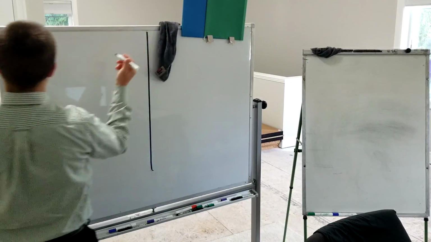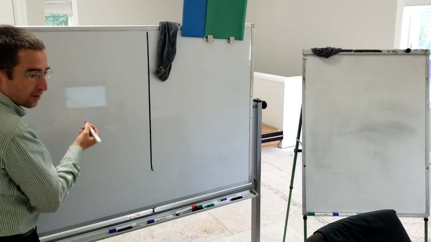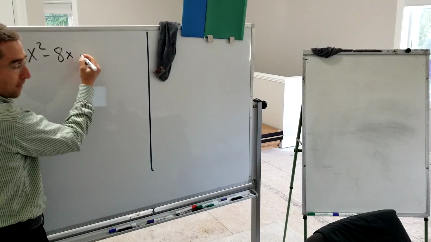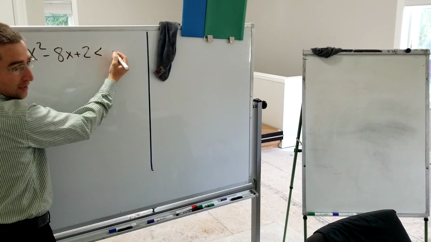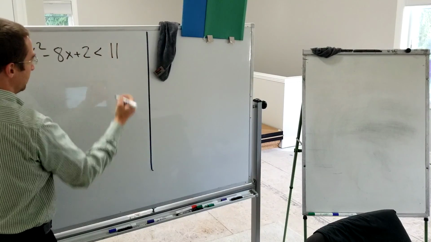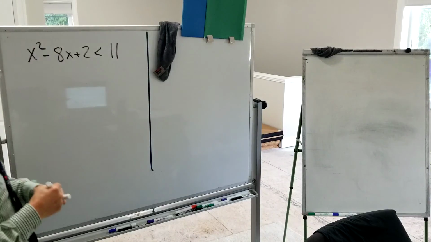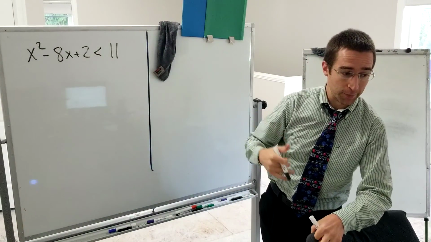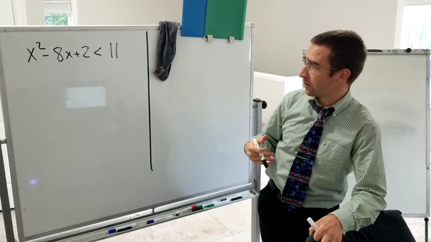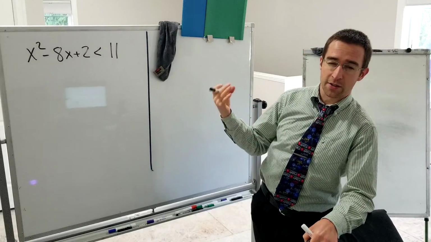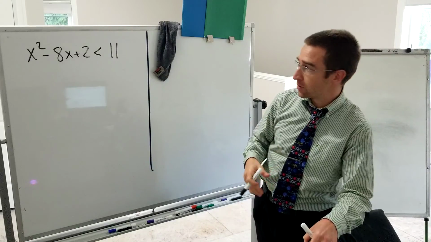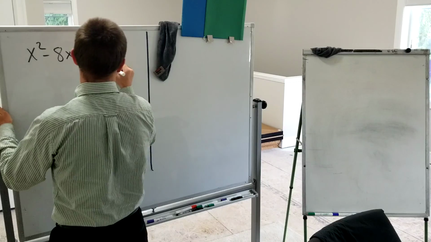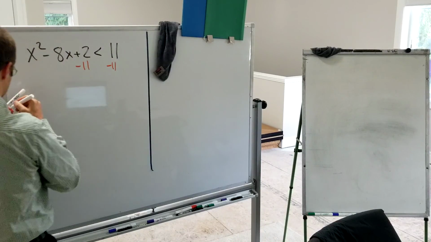We're going to start off with trying to find the solution set for x squared minus 8x plus 2 is less than 11. We want to find the solution set and then graph the solution set on a number line. First thing, because it's a quadratic, it's easier if we set one side equal to 0. So I'm going to take this 11 and subtract it on both sides, minus 11, minus 11.